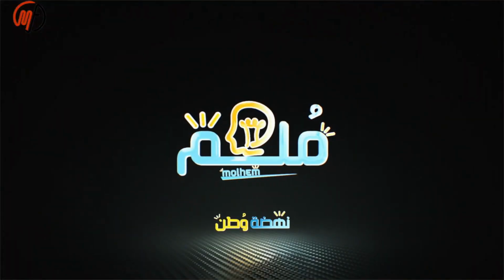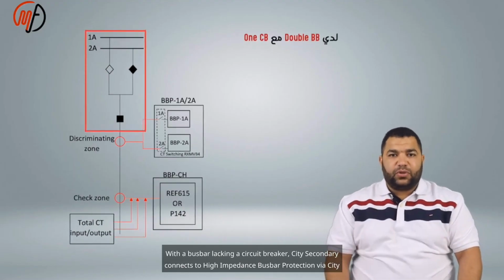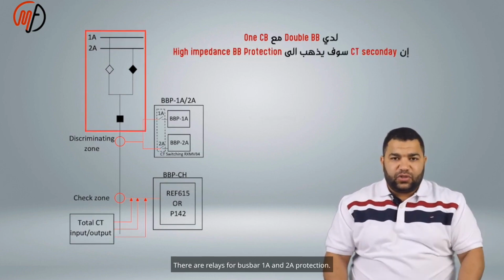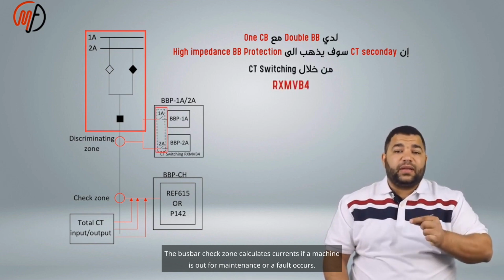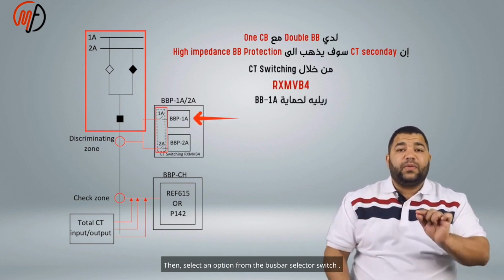Then, with a bus bar lacking a circuit breaker, the CT secondary connects to high impedance bus bar protection via CT switching using ABB RXMVB4 relays. There are relays for bus bar 1A and 2A protection. The bus bar check zone calculates currents if a machine is out for maintenance or a fault occurs. Then, select an option from the bus bar selector switch.